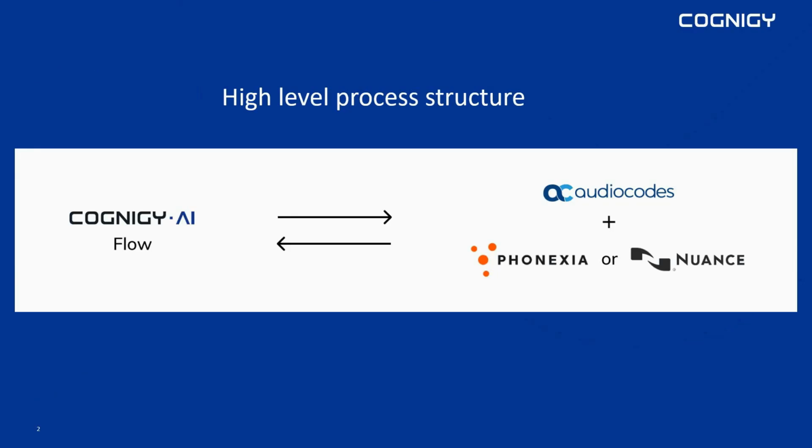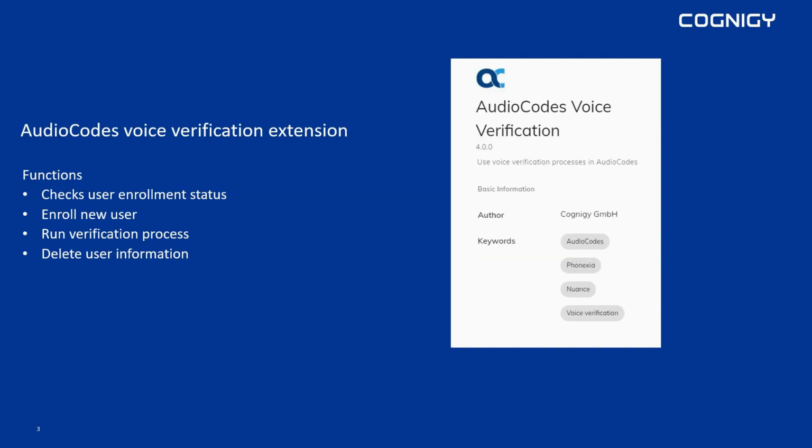To begin, we need to shortly explain how exactly the communication between Cognigy and other services works. In the Cognigy flow, we send data to AudioCodes, telling it that we wish to start one of the processes associated with voice verification. AudioCodes communicates with the voice verification server, either Phonexia or Nuance, and sends us the information back in the form of input data. This will be interpreted by Cognigy as if it was the user input, so the trick is to build an agent which can take this information and respond accordingly.